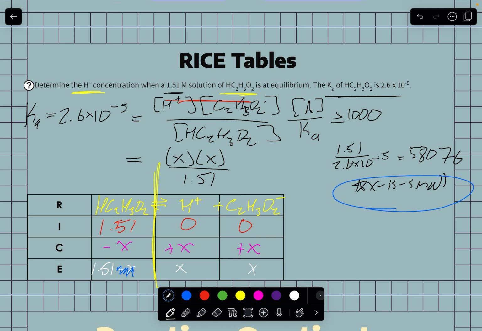Right? So to do the math here, you multiply the 1.51 over to the other side, and then you have x squared, so we're going to take the square root of both sides. Okay, so that's just the algebra side of things. And when you do that, we should get x equal to 0.0063. All right, so that's how you do the x is small approximation. Remember, that's only getting rid of the x for your reactant side, not your product side.